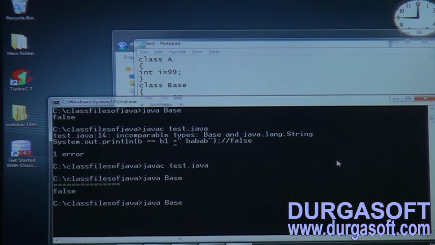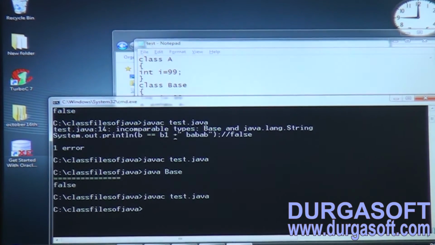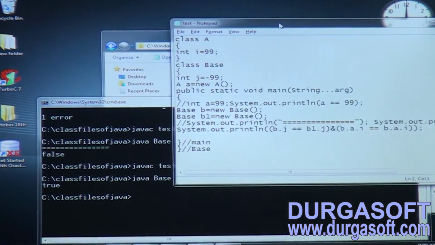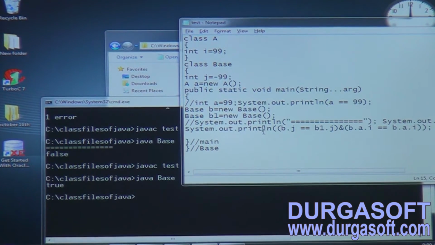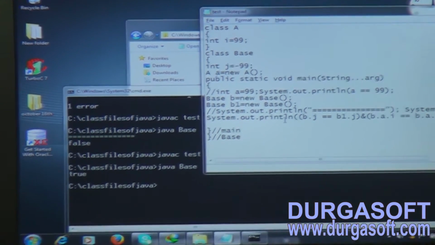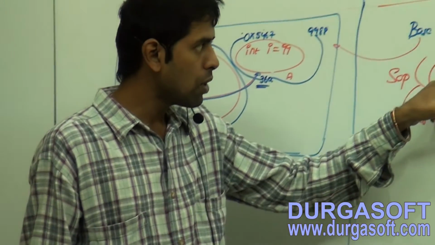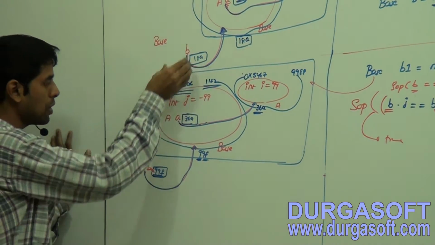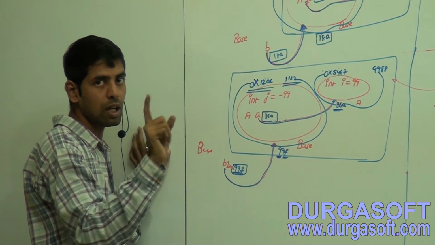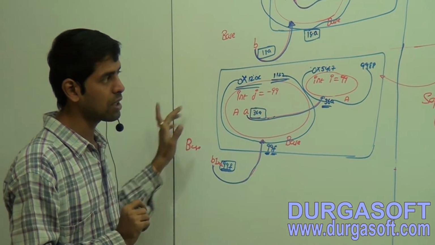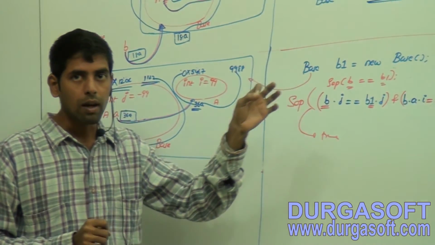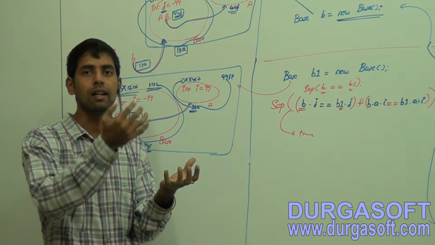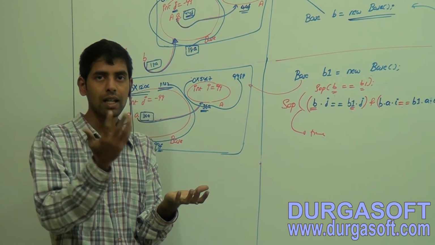Let me compile this one. Now let me run this one. Observe, true. Why is it returning true? We know that it is a user defined object, and here this double equals operator will compare the reference values that b is holding. Observe, very critical, very specific thing. And what is this logic? To compare both the objects' contained data.